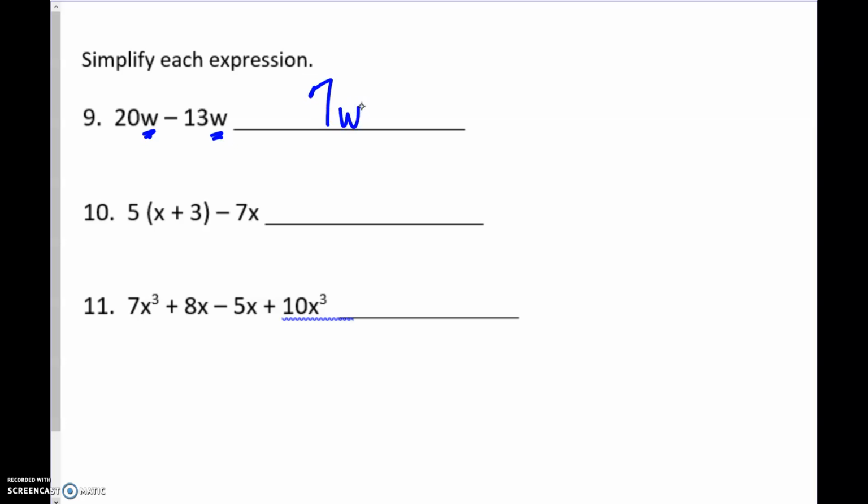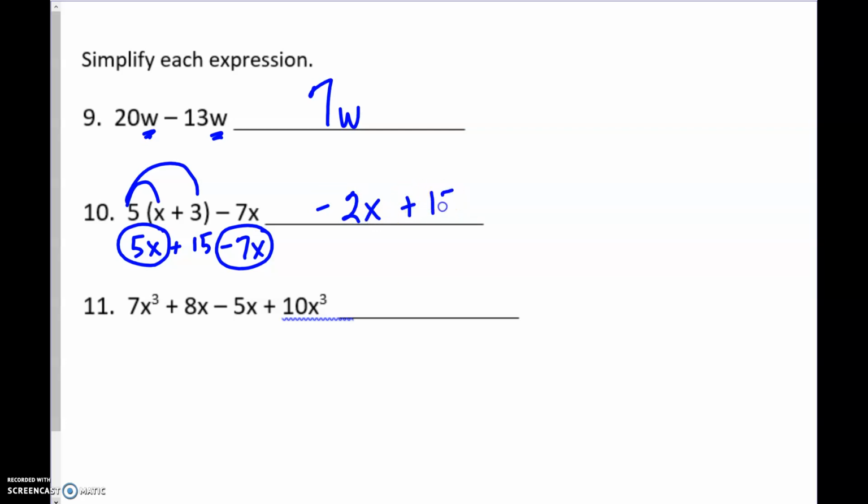All right, number 10 looks like it's going to be a couple of steps here. So it looks like I'm going to have to distribute first. So 5 times x, and 5 times 3 is 15, and then I still have a -7x. So we need to combine our like terms. So this has a 5x, and this has a 7x. So 5 minus 7 is a -2x. And then we need to keep our constant and keep our plus 15.